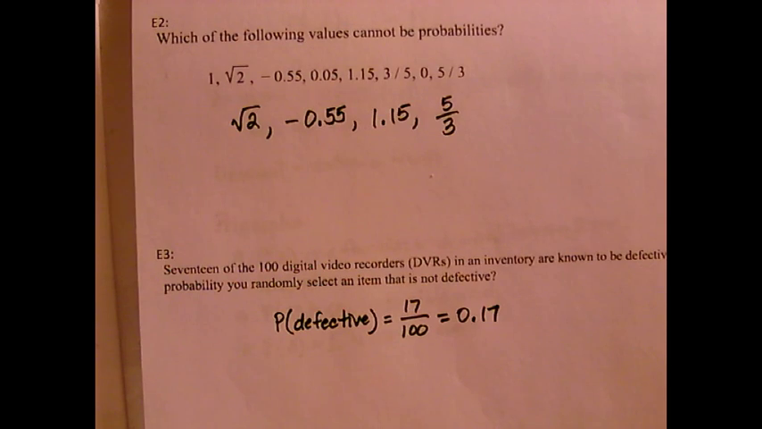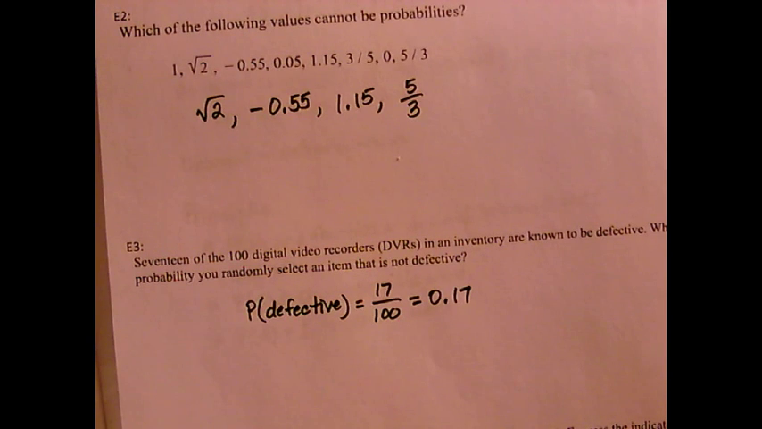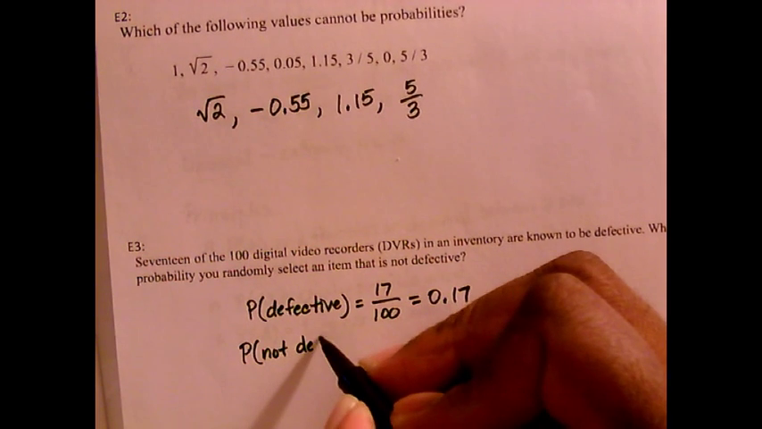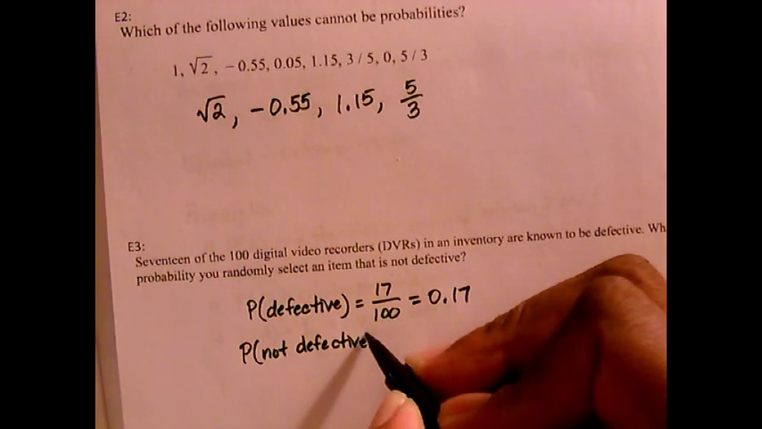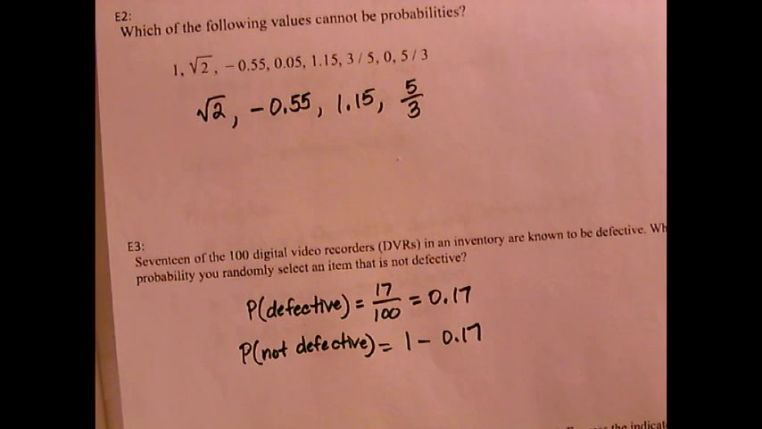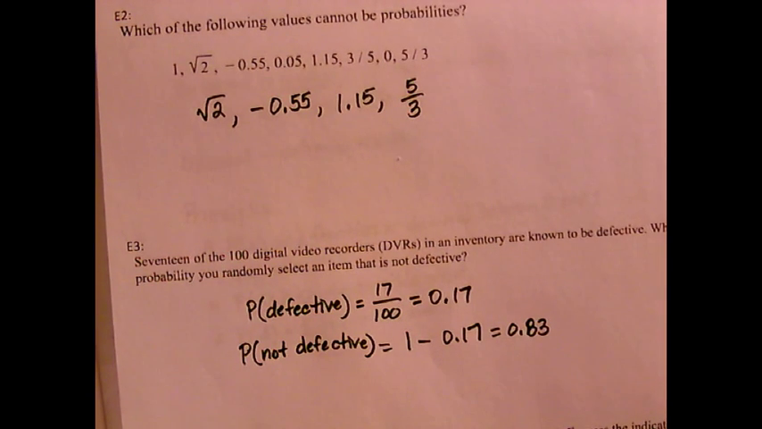Alright, next is finding the complement of that, the probability of it not being defective. So it's simply 1 minus 0.17. If you do 1 minus 0.17, you're going to get 0.83, which means the probability that the item you randomly select is not defective is 0.83, or you can think of it as an 83% chance that you select an item that's not going to be defective.